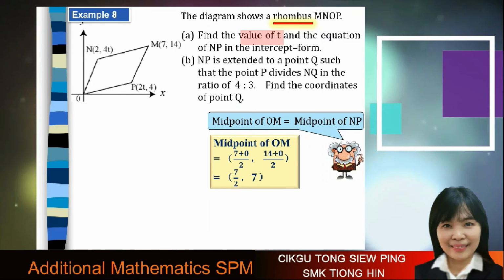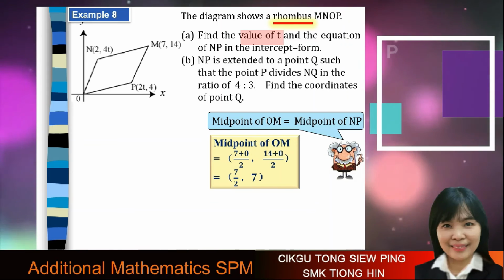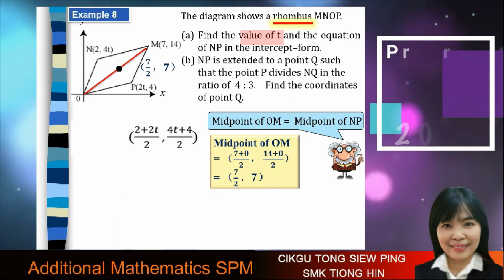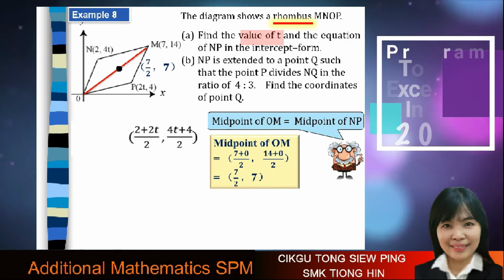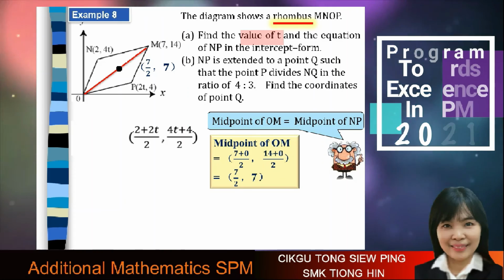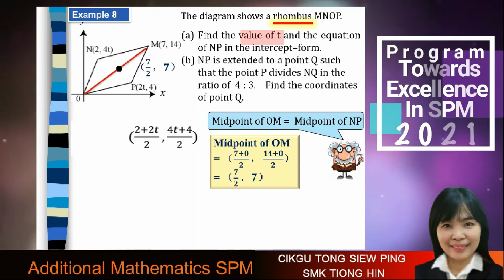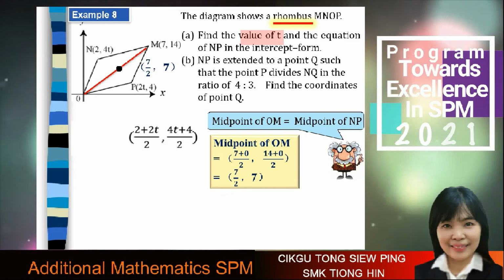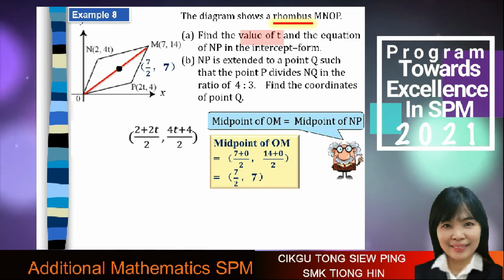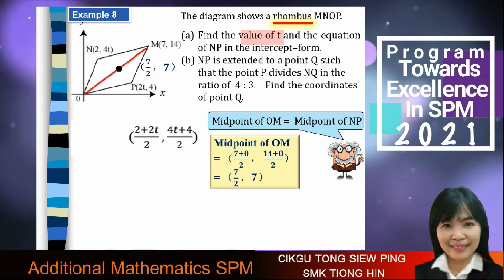Next, we find the midpoint of NP. For the midpoint of NP, we add the x value of point N with the x value of point P and then divide by 2. That is (2 plus 2t) divided by 2. As for the y values, we do the same thing. That is (4t plus 4) divided by 2.